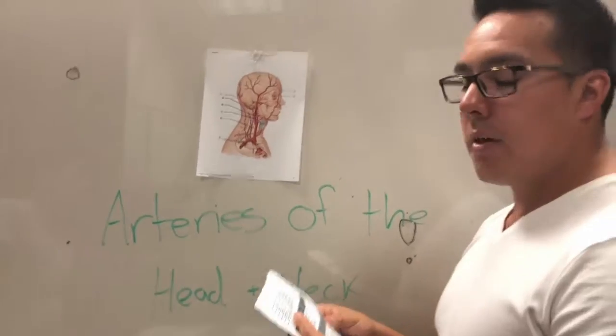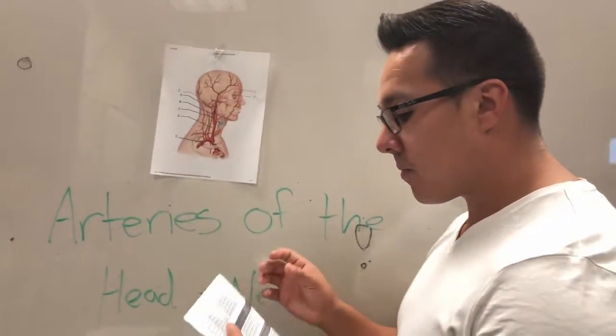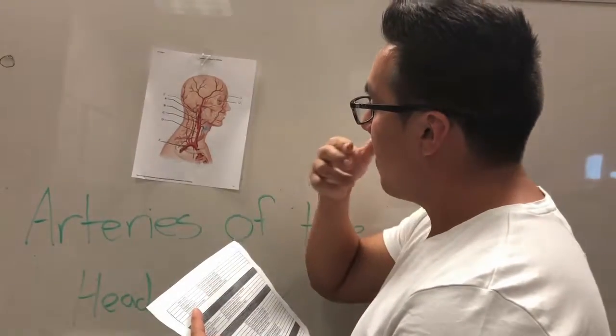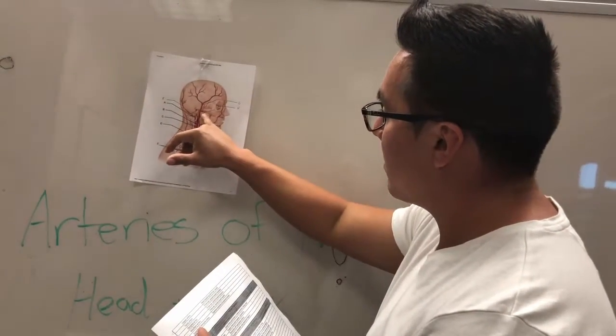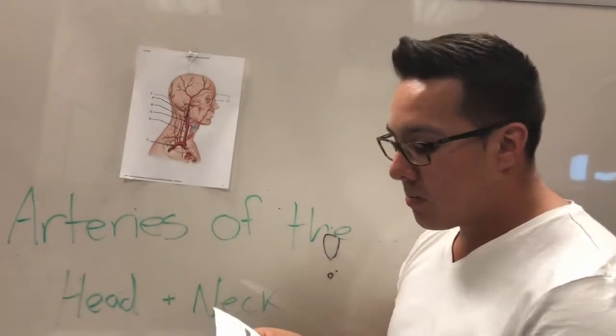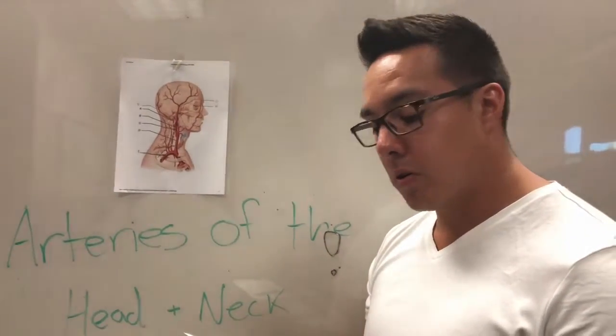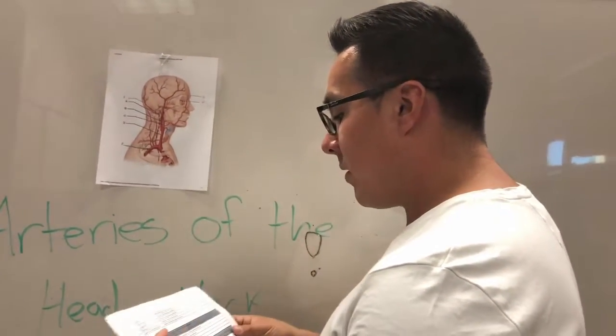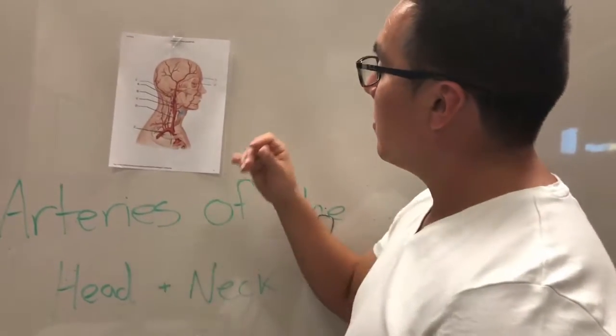Next, we have the maxillary artery, which is from the extension of the carotid towards the maxilla. As we can see, it's more internal in this diagram. And last but not least, we have the superficial temporal artery. The superficial temporal artery is superior extension of the external carotid.